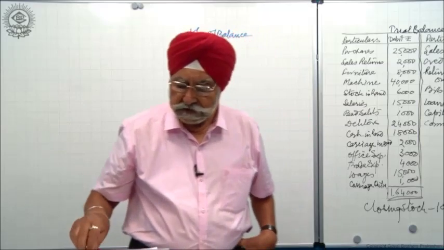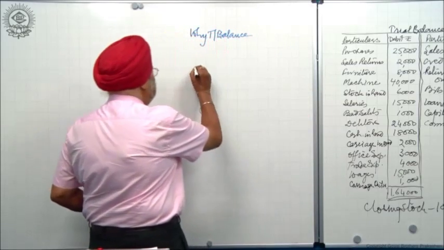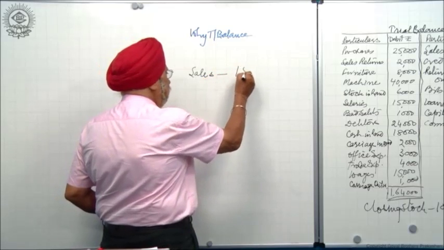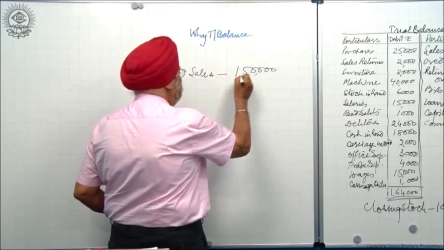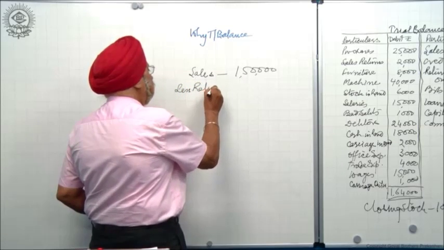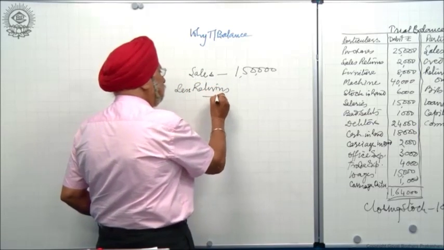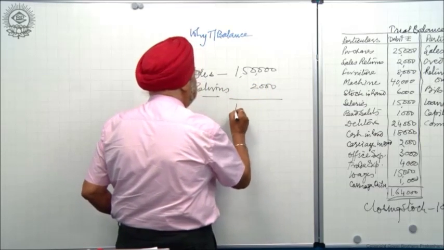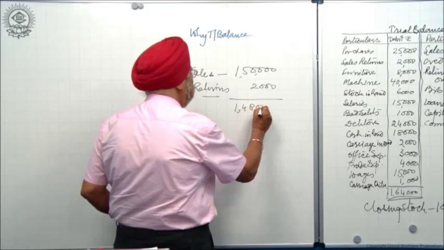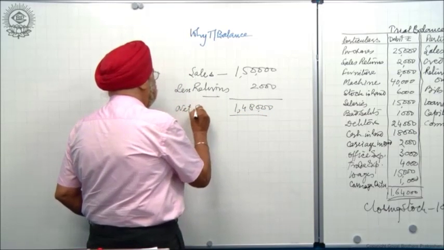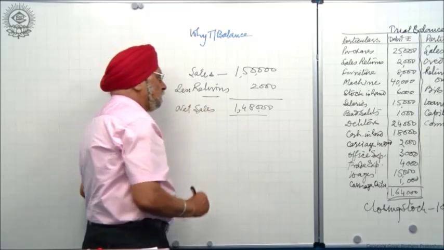Net sale is gross sales, say 1,50,000, less returns. Sales returns, where goods were not up to the mark, say 2,000 worth of goods returned. We will call this 1,48,000. This is our net sale. This is net sales, right?